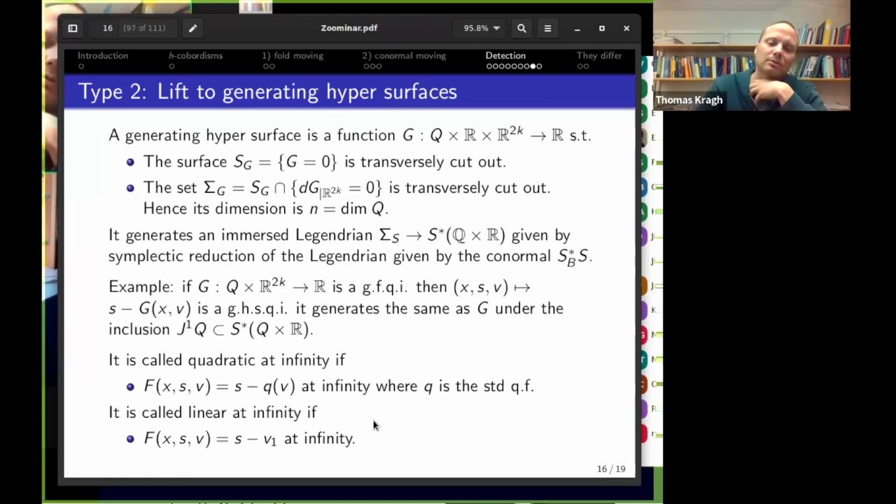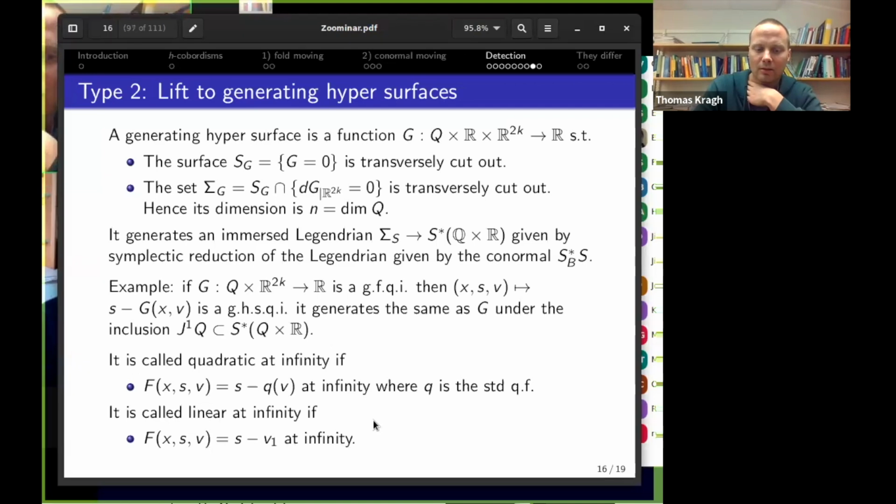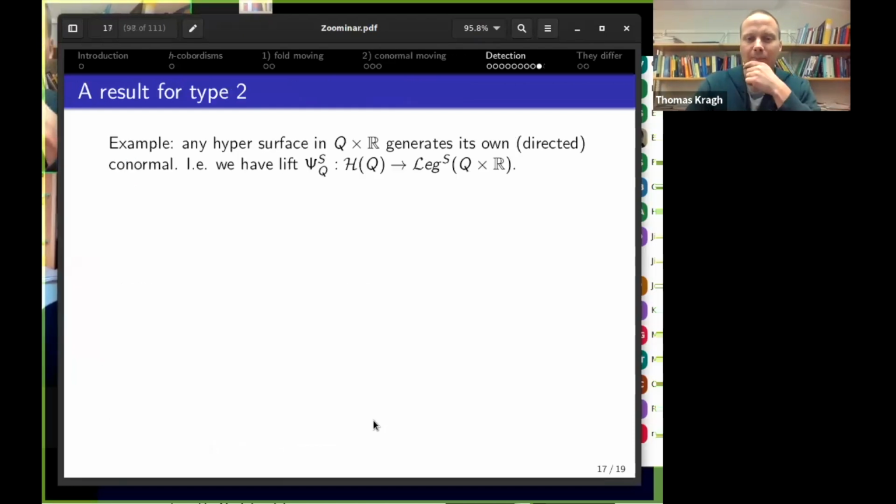So that's a generating hypersurface, and it generalizes, and you have a theorem similar to this fibration theorem for generating hypersurfaces if you stabilize them, and you can stabilize them in the same way. And yeah, a lot of things work the same way. So an example is that any hypersurface in Q cross R is really a generating hypersurface with 0 auxiliary variables. And what it generates is just its directed conormal.